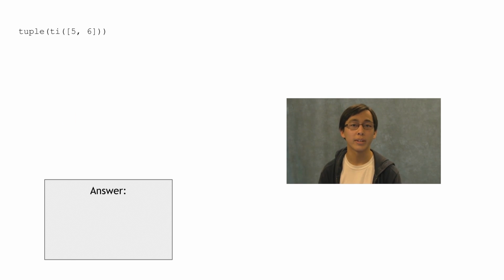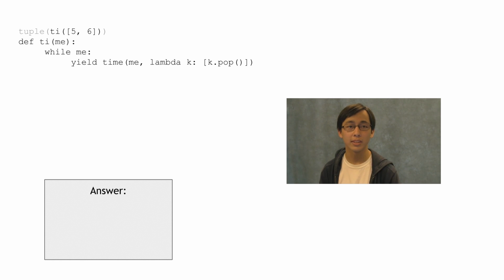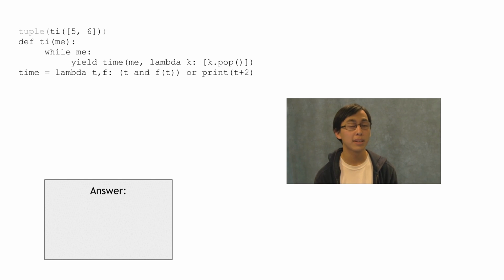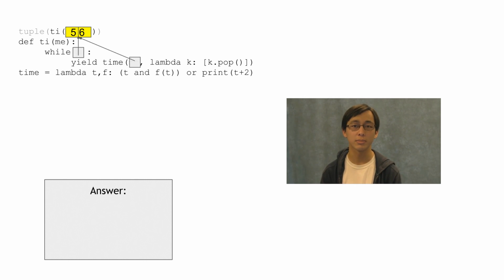Let's ignore the tuple for now and just focus on what the inside is going to give us. We're going to need to look at the t function. And inside t, we see that we're going to need to look at the time function again, so let's bring that up as well. We're going to be passing in the list 5, 6 into t, and in t, the input variable is me. So let's point all me's to the list 5, 6.